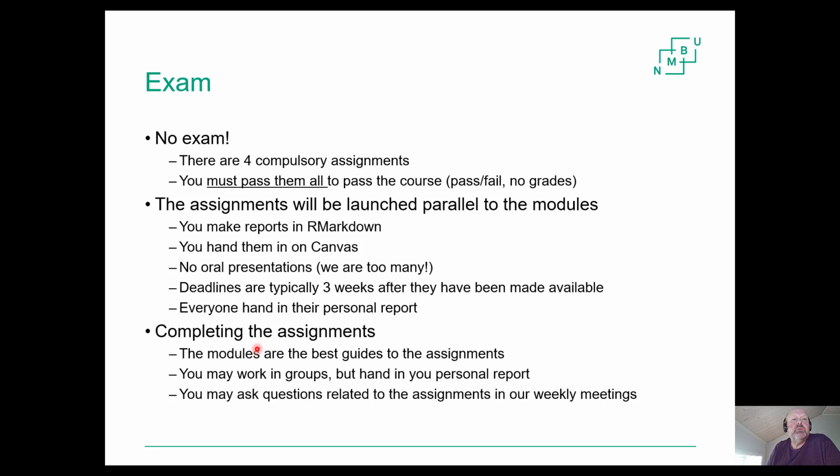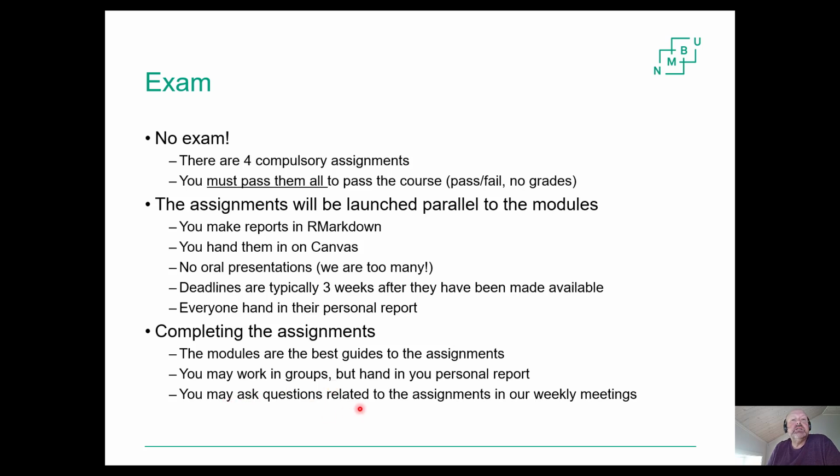So how do you complete this? Well, the modules are the best guides to the assignments. That's reasonable, right? So in order to solve these assignments, work on the modules and the module exercises and look at the examples there. You can borrow code and modify it from these modules. Everything is in the modules. You may work in groups, as I said, and it's usually a good idea, but this again depends on people. I will not enforce any group working here unless you find it fruitful.